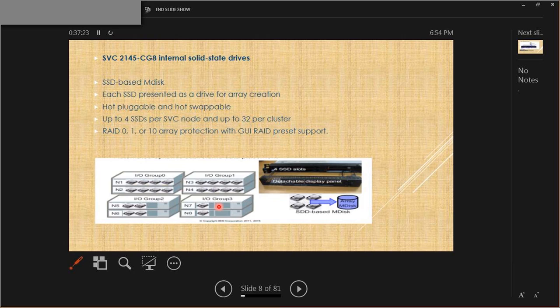As you can see, each SSD is presented as a drive for array creation, hot pluggable and hot swappable, with up to 4 SSDs per SVC node and up to 32 per cluster. And the RAID configurations supported are RAID 0, RAID 1, and RAID 10. I hope everybody understands the RAID concept at this time, right? So these kinds of RAIDs are supported in this model. Okay.